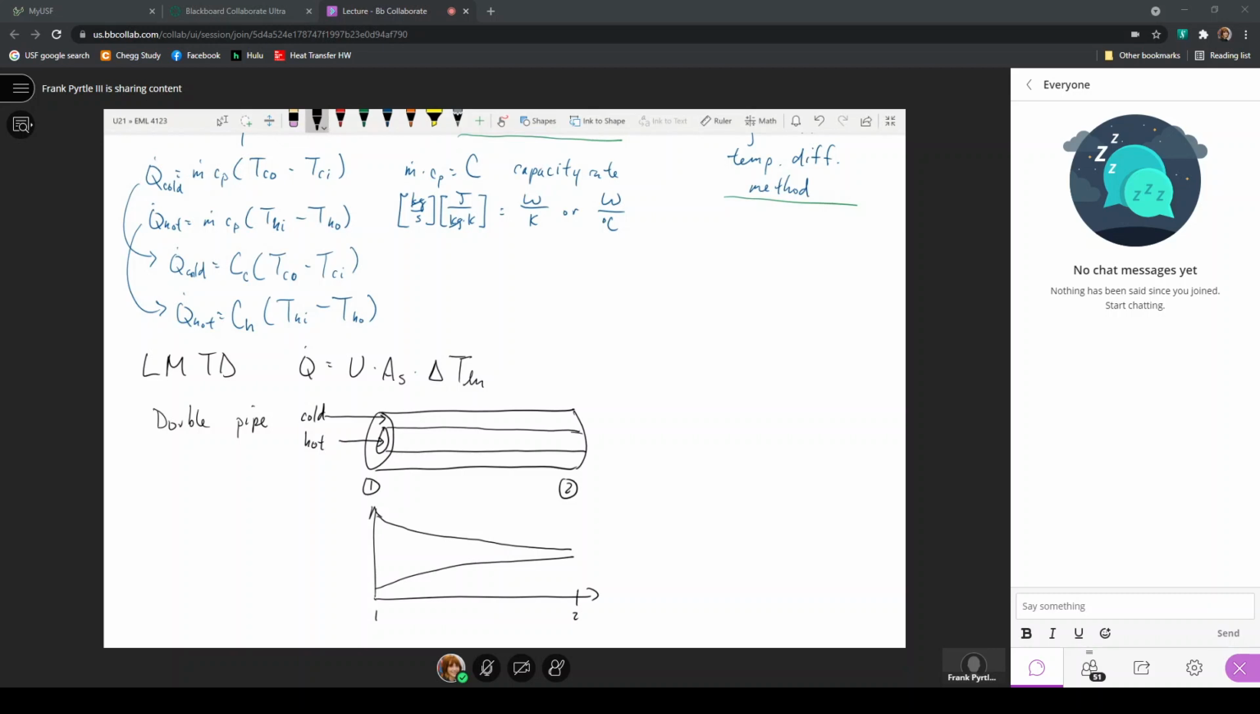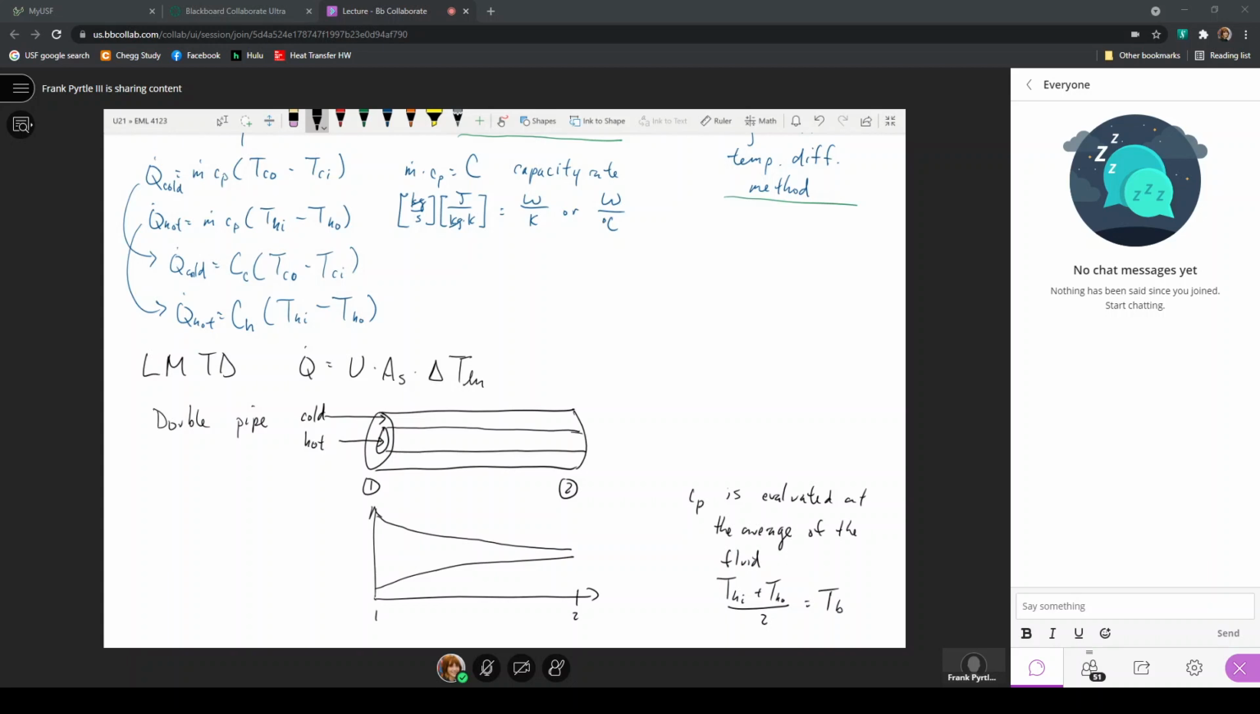Now, if you have a problem where the specific heat is not specified in the problem statement, the specific heat, C sub P, is evaluated at the average temperature of the fluid. So this is just, let's say if it's the hot fluid, it will be T hot in plus T hot out divided by 2. And this is usually called the bulk temperature of the fluid.